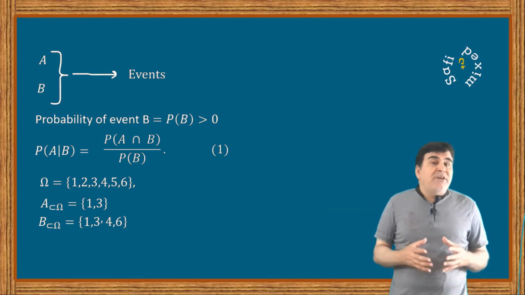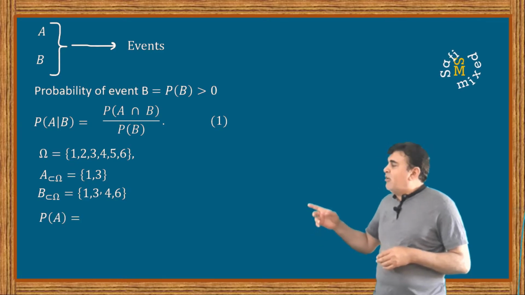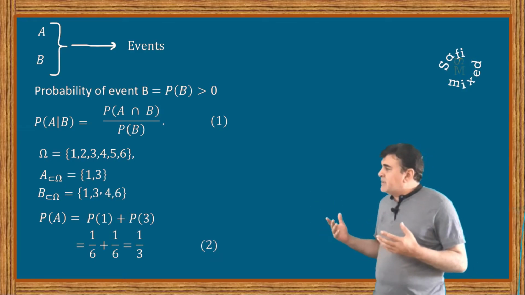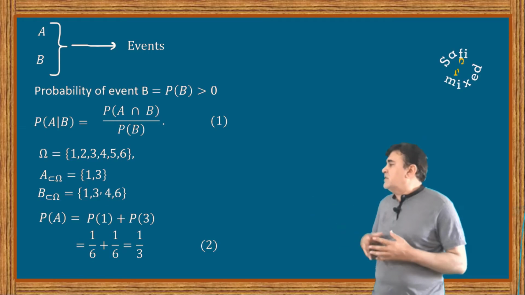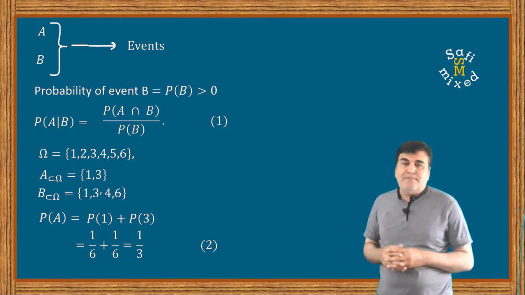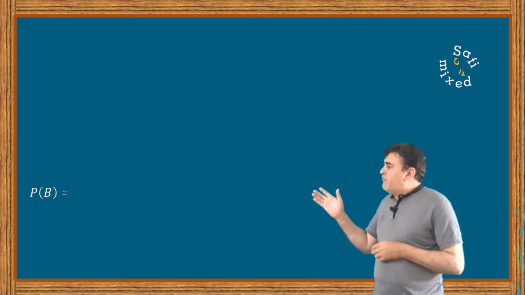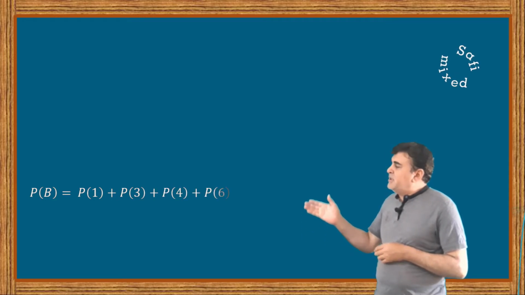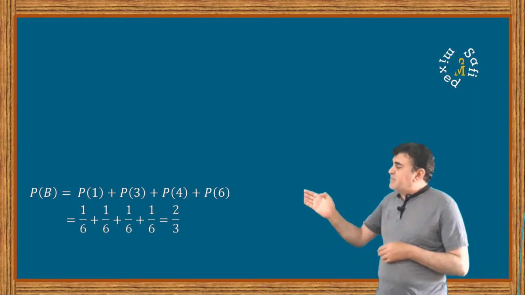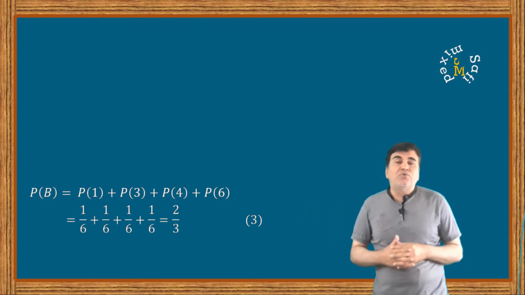Then the total probability of event A is given by P of A equals P of 1 plus P of 3 equals 1 by 6 plus 1 by 6. Since every outcome is equally probable, for every outcome the probability is 1 by 6, and if I add them together it gives me 1 by 3. And the total probability for event B equals P of B equals probability of 1 plus probability of 3 plus probability of 4 plus probability of 6, which is equal to 1 by 6 plus 1 by 6 plus 1 by 6 plus 1 by 6. Adding all of them together would give me 2 by 3.